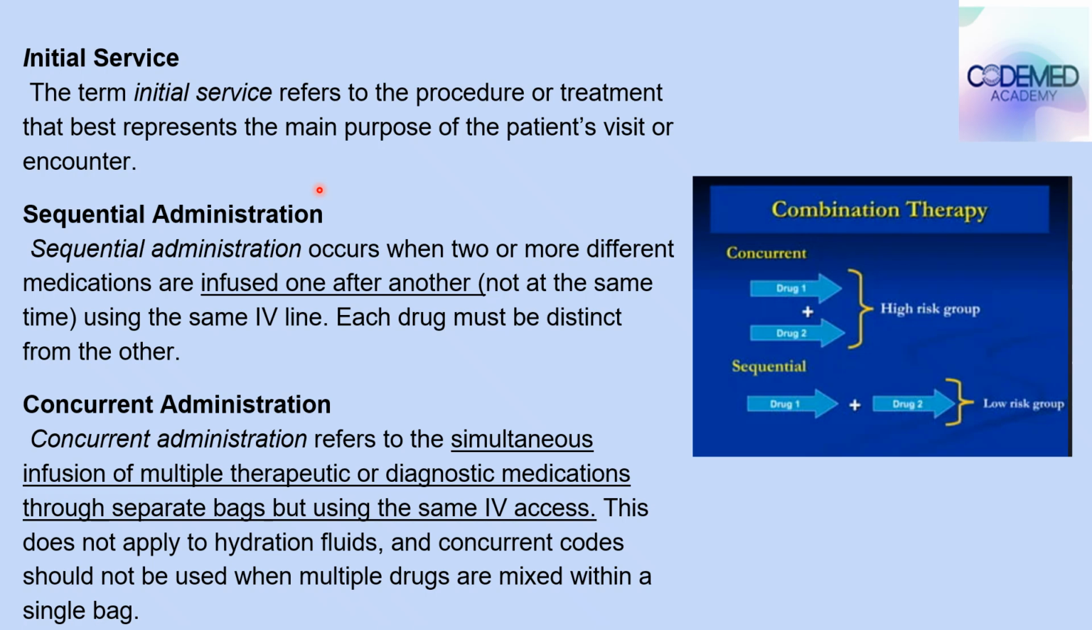Now let us understand the sequential administration. Sequential administration occurs when two or more different medications are infused one after another using the same IV line. Each drug must be distinct from another. So this is drug 1. Once that is over, then drug 2 starts. They are in sequence.